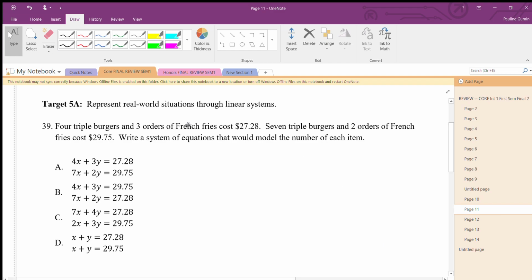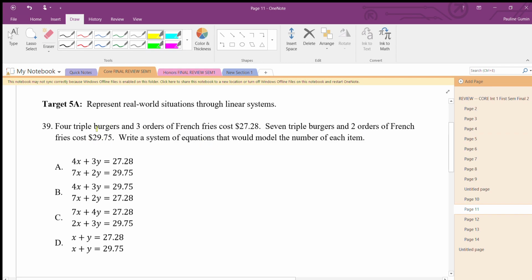This is KC5. Four triple burgers and 3 orders of French fries cost $27.28. 7 triple burgers and 2 orders of French fries cost $29.75. Write a system of equations that would model each item.